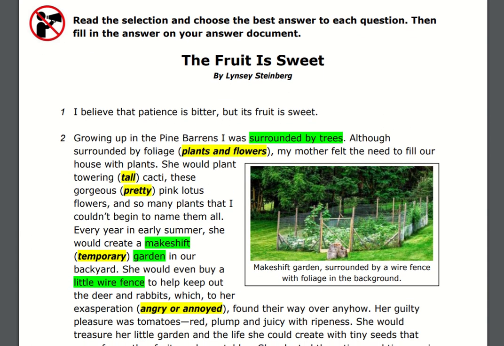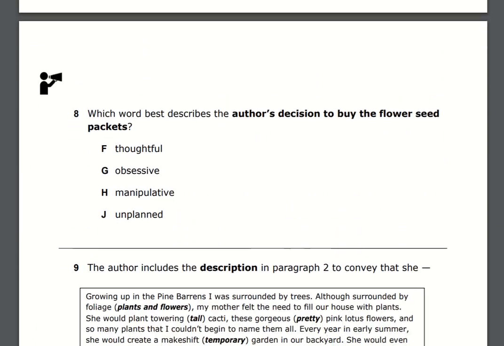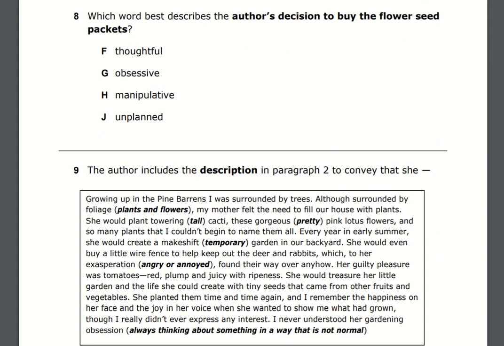Now read the selection and choose the best answer to each question. Then fill in the answer on your answer document. At this moment, pause the video to silently and independently read the passage. Now that you've finished reading the passage, I will read the questions and the answer choices.